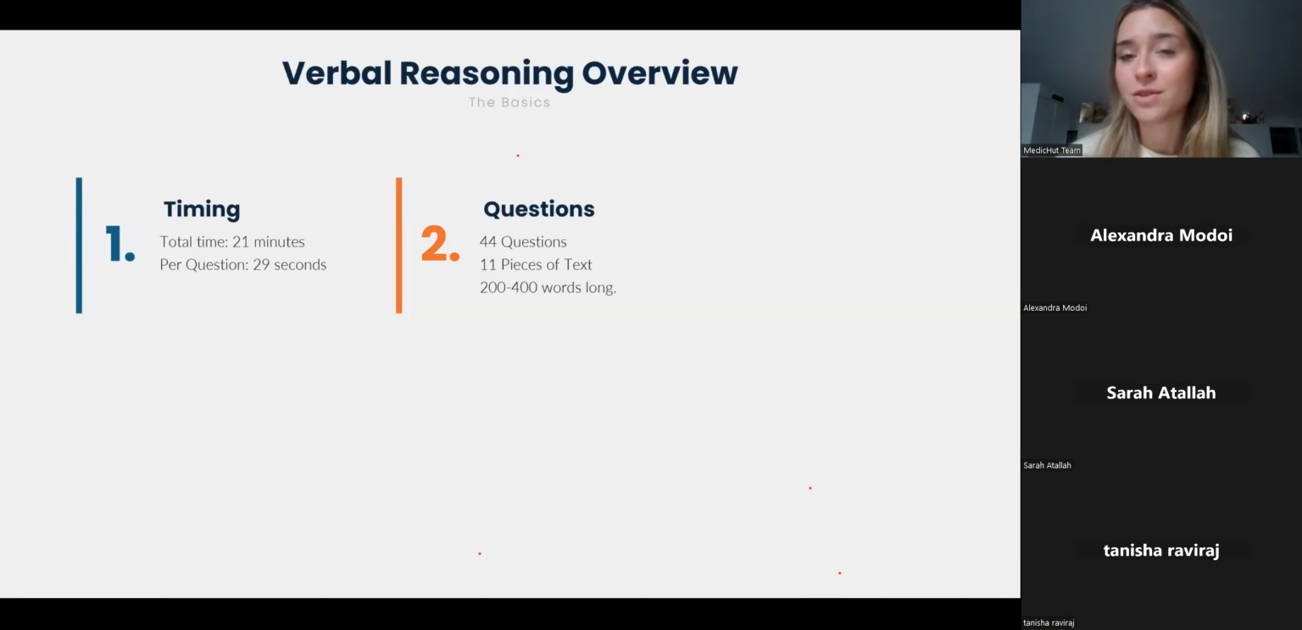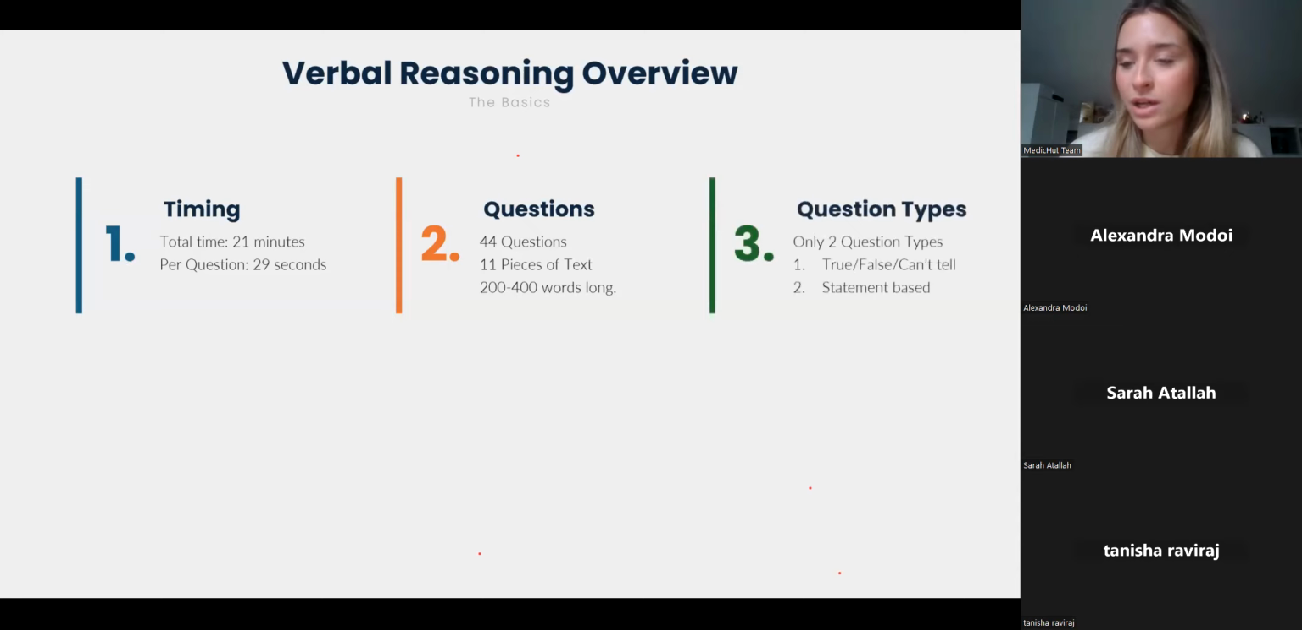Now, that only gives you just under half a minute per question, which is extremely time pressured, especially regarding how much reading you actually have to do for this section. And we'll talk through loads of strategies on how you can help yourself with that, how you can save time, etc. When it comes to the different question types within this section, you have 2 main question types.